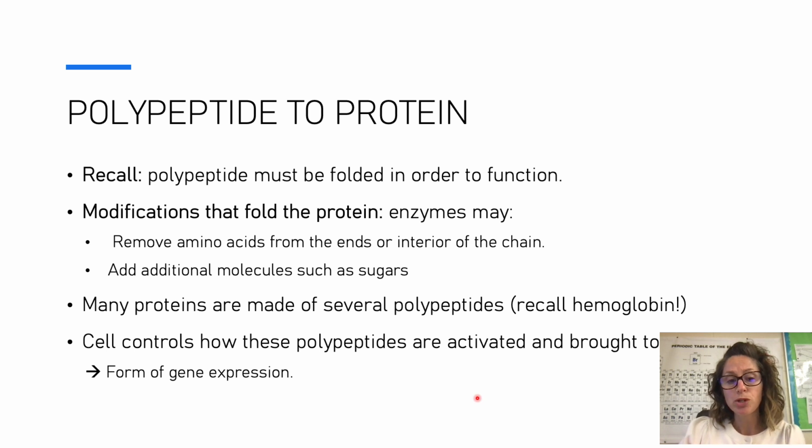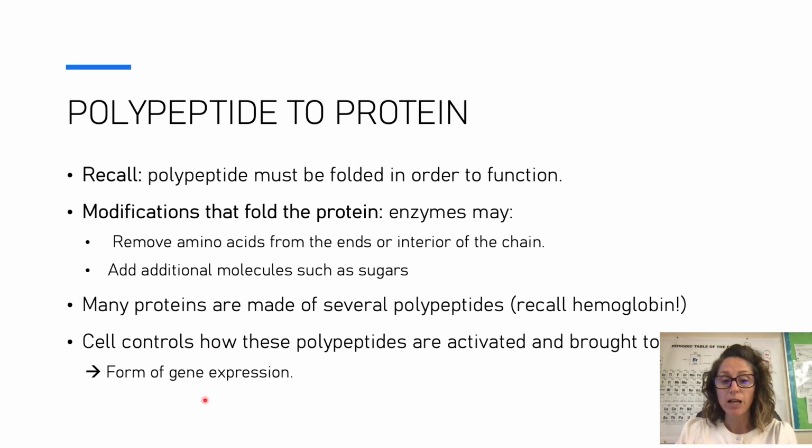Modifications that fold the protein can be done by enzymes. So enzymes may remove amino acids from the ends or even from the inside, and then you're producing a completely different enzyme or a different protein. You might also get the addition of molecules such as sugars to that polypeptide, again giving it its functionality.